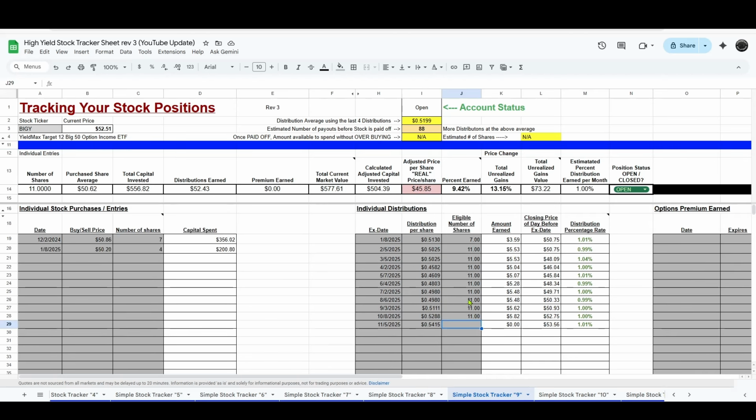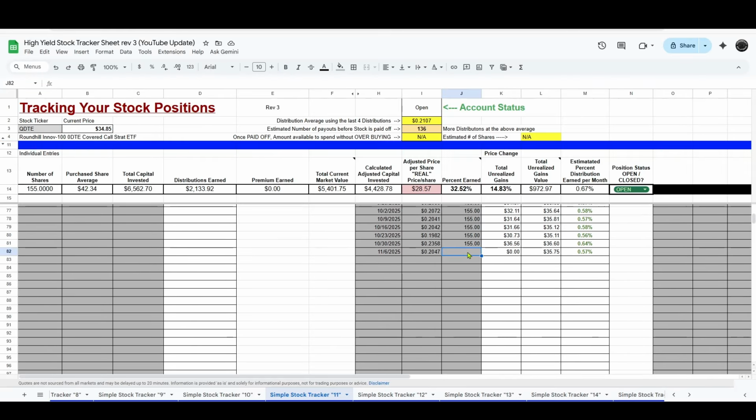For BIGY, I can enter in the full 11 shares, and that real price per share of $45.85 now becomes $45.31. SOXY, I can enter in 9 shares, $45.63 real price per share now becomes $45.01. Staying ahead of the current price, so that one is doing just fine.